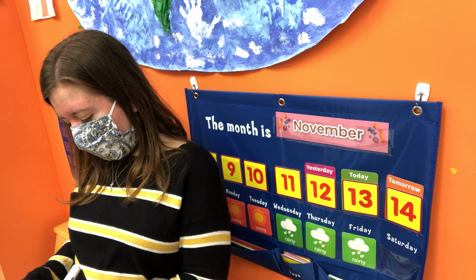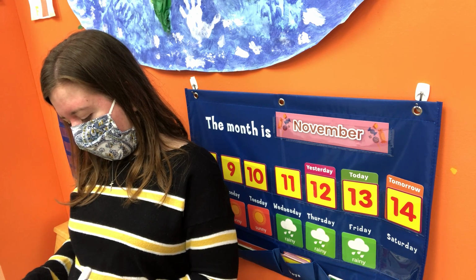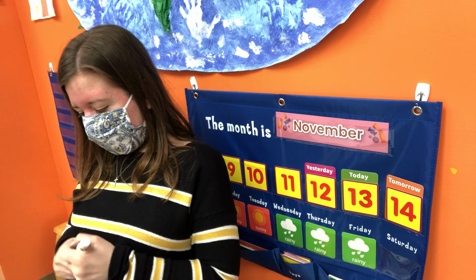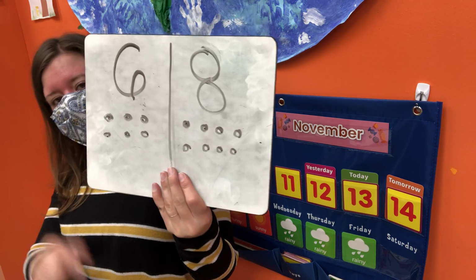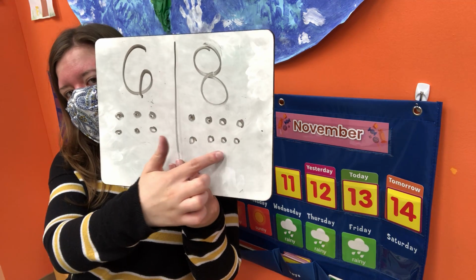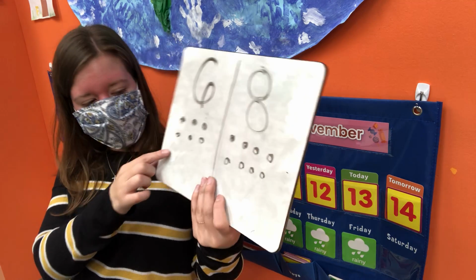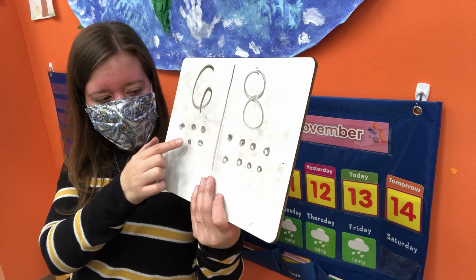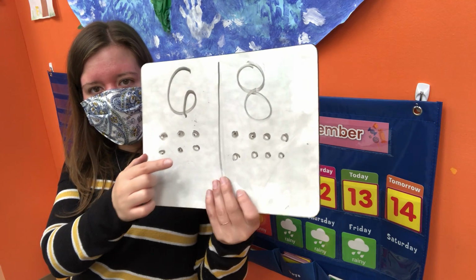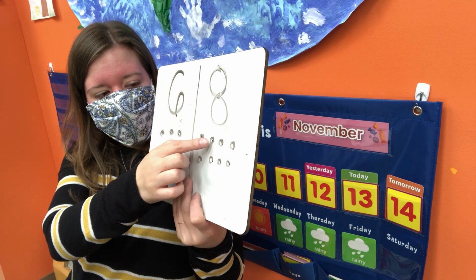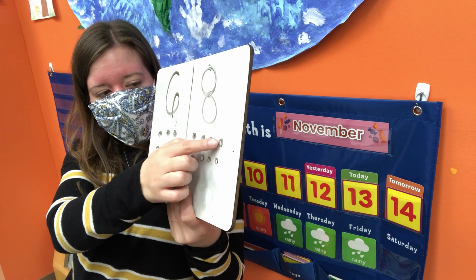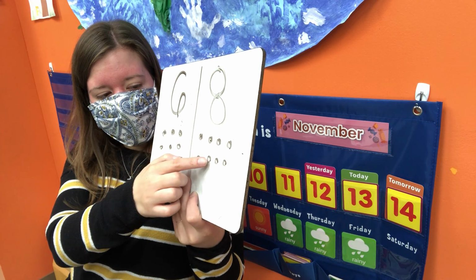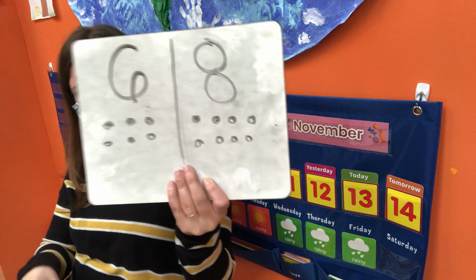Let's see over here. Look, six and eight. Eight has more dots than six. Look. One, two, three, four, five, six. And look over here. One, two, three, four, five, six, seven, eight.